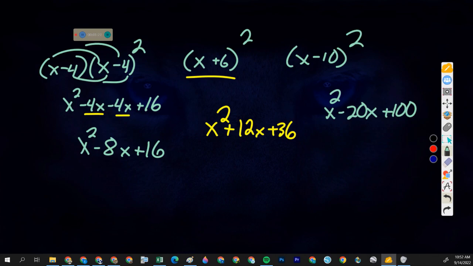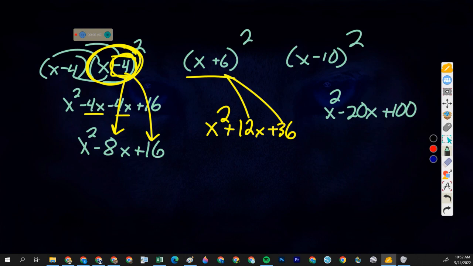Okay, so what's the pattern? If we have the same factor twice, then this number will be twice as big as that. And that number will be the square of this. And that happens in all cases. 6 times 2, 6 times 6. Negative 10 times 2, negative 10 times negative 10 squared, sorry. Okay.